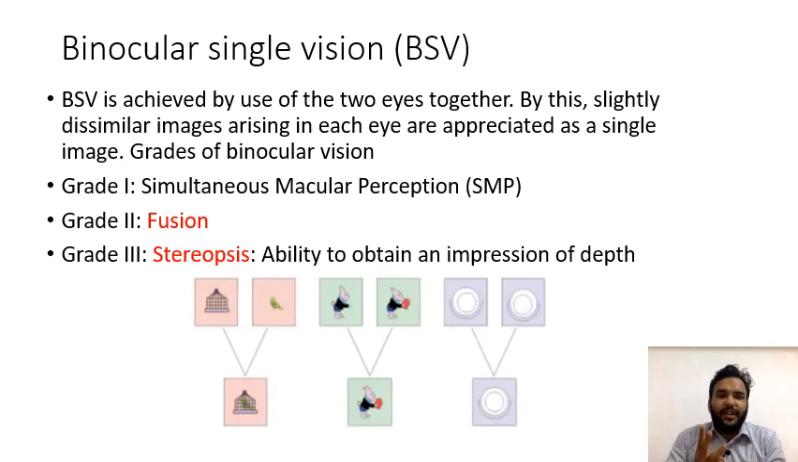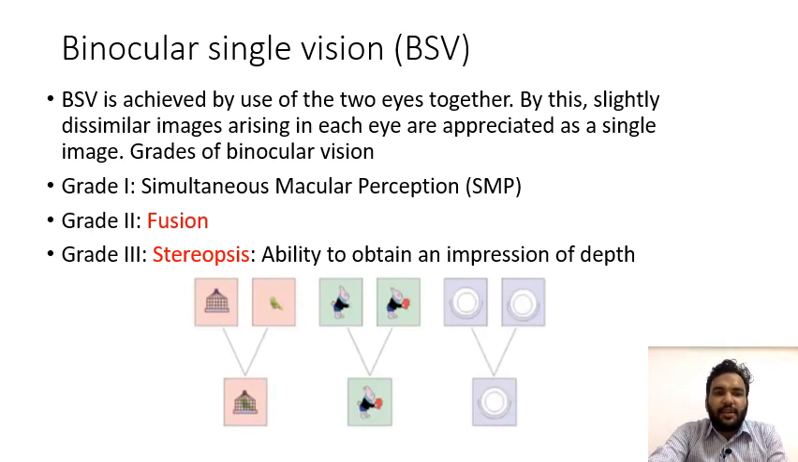So there are three grades. First is simultaneous macular perception. The second grade is fusion. Third grade is stereopsis. The first picture shows a parrot and its cage. One eye sees the cage and one eye sees the parrot, and you fuse that image, and you get simultaneous macular perception. You see the parrot in the cage. In the second grade, you see a rabbit on one side and a rabbit with a carrot on the other side. If you fuse them, it will be the rabbit with the carrot.